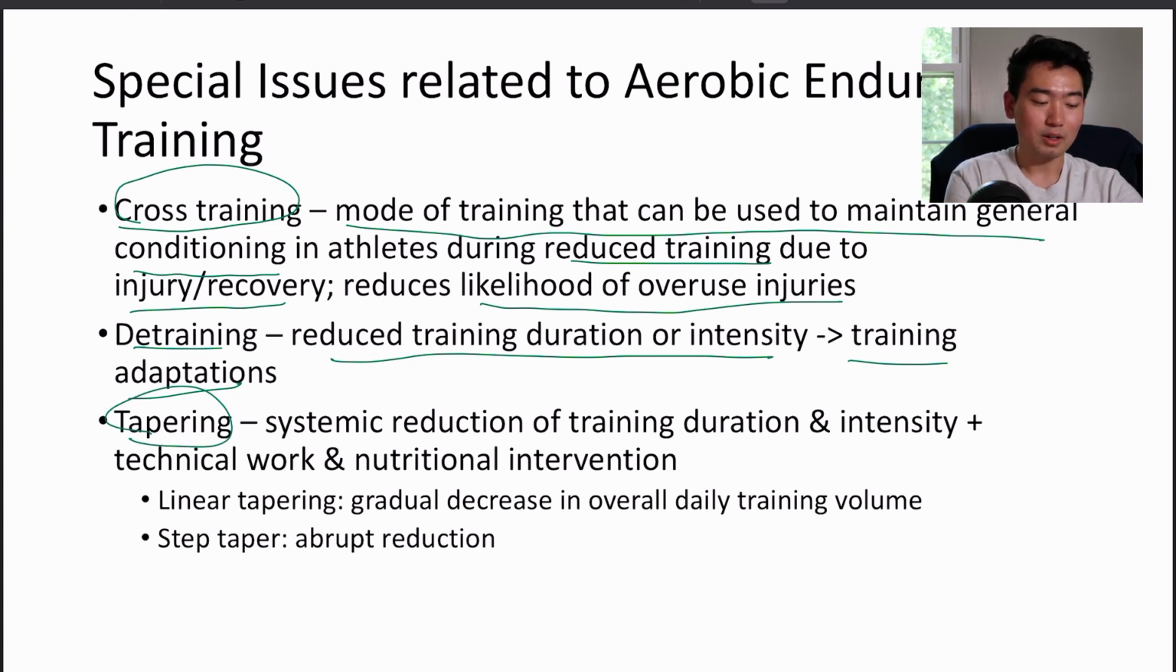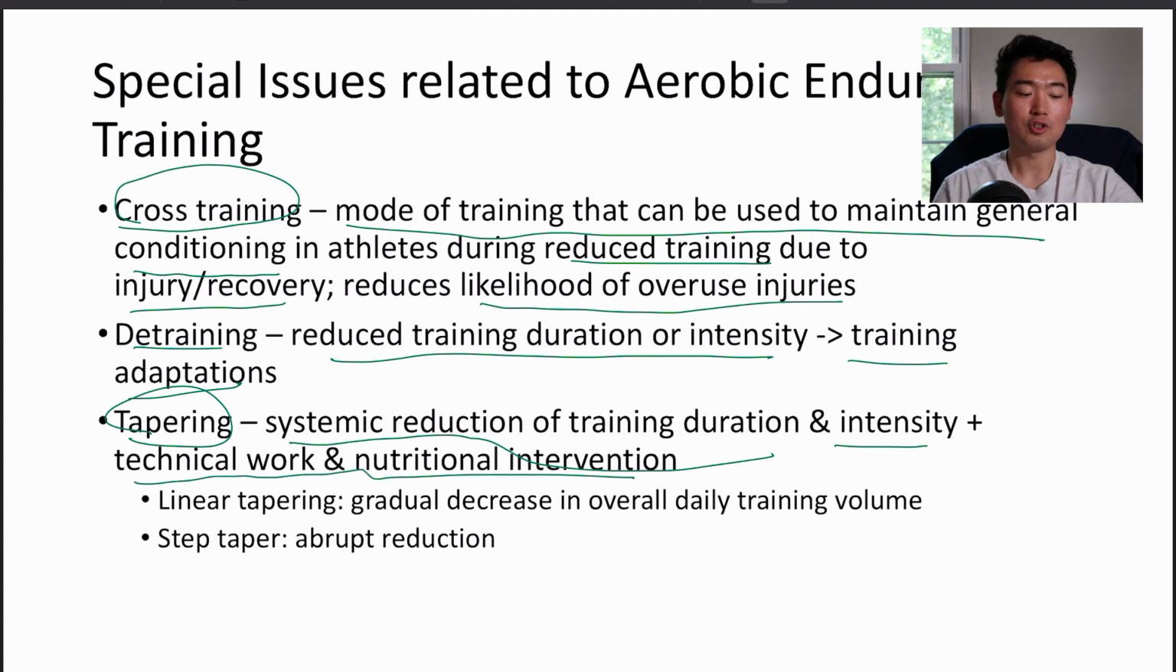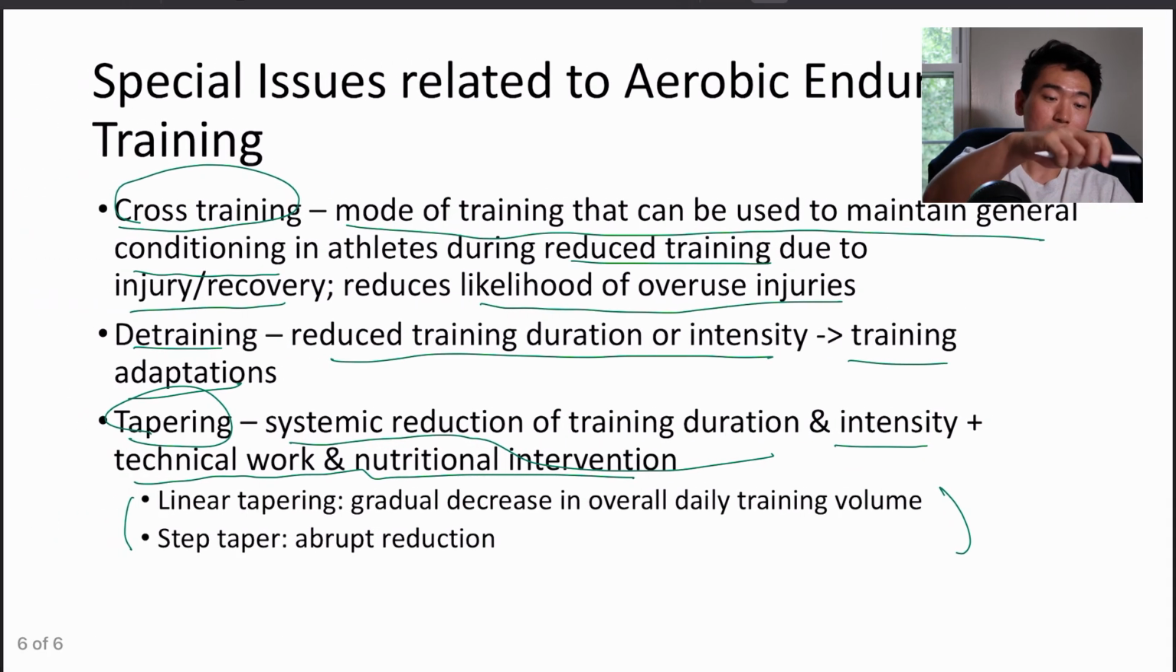And then tapering is detraining on purpose, right? A systematic reduction of training duration and intensity. And then there's also technical work and nutritional intervention during the tapering period. There are different types of tapering, and you guys can take a look at that. Linear tapering is a gradual decrease in overall daily training volume, and then step tapering is an abrupt reduction of the training volume.